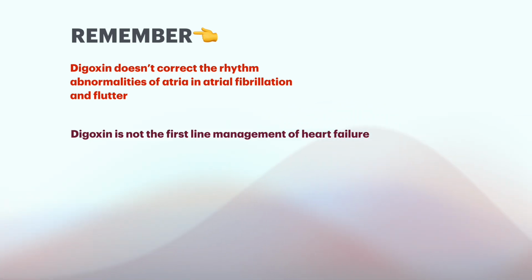Remember, digoxin does not correct rhythm abnormalities of the atria in atrial fibrillation and flutter, it only reduces the ventricular rate. To correct the atrial rhythm abnormality, we may need an antiarrhythmic drug or catheter ablation or some other treatment. And in case of heart failure also, it doesn't serve as first line management. Depending upon whether heart failure is acute or chronic, we may need oxygenation, diuretics, ACE inhibitors, beta blockers or more fast acting dopamine and dobutamine.